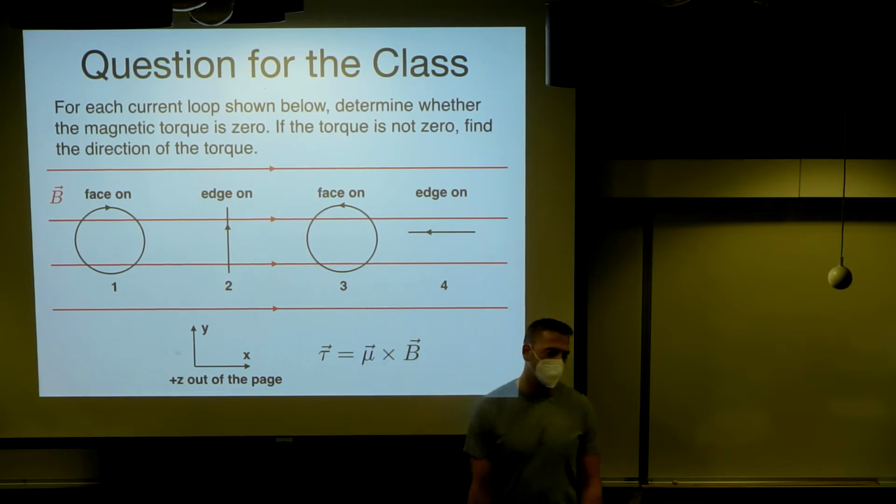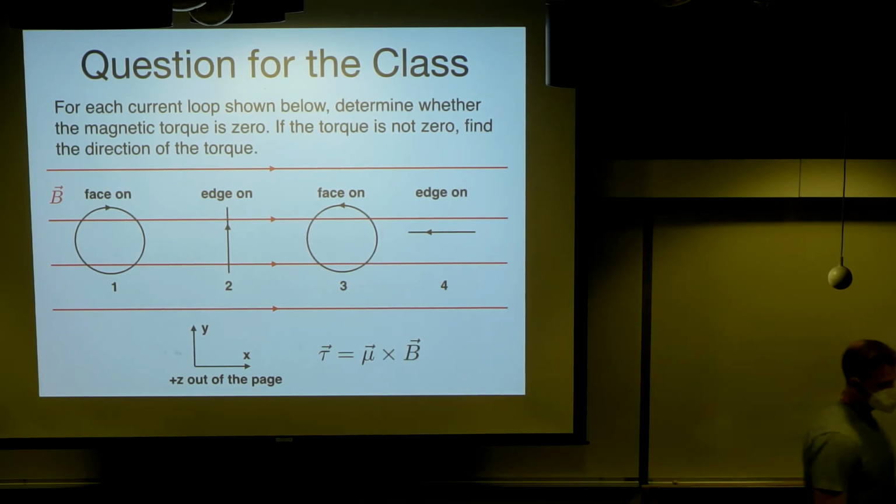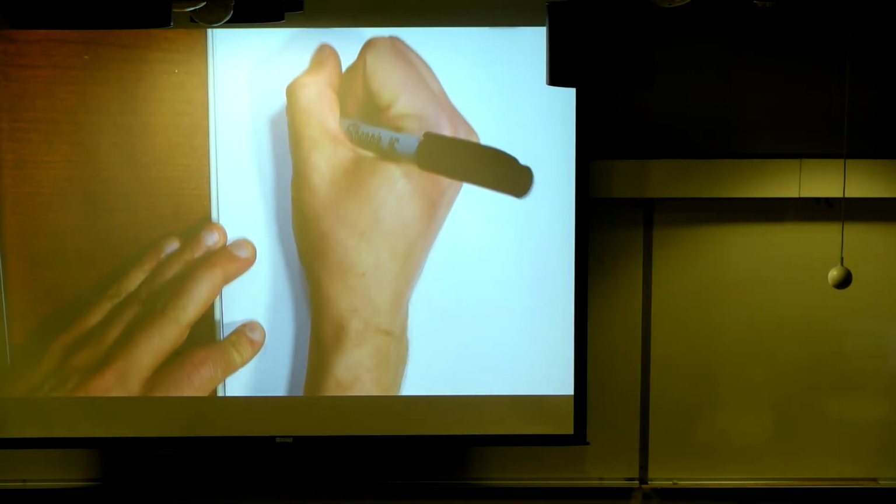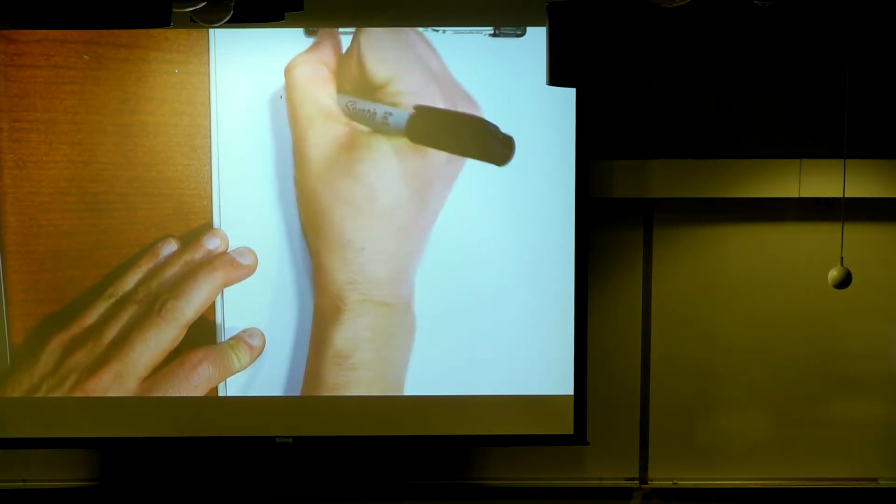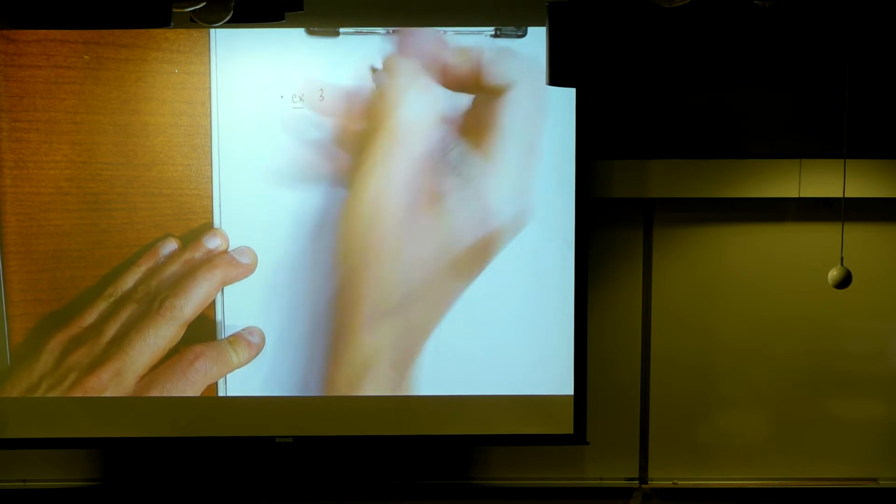Who's got number 3? What are we getting? Positive y. Positive y. All right, this one, let's do it on paper. All right, let's just work it out in gory details. So this is number 3 from that set of examples.